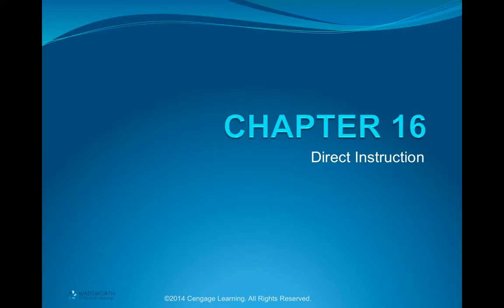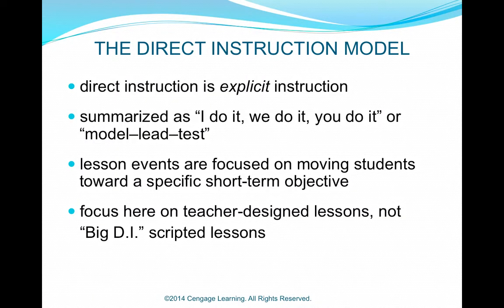Direct instruction was a model of teaching that began in the 60s, and it really is set up as I do it, we do it, and you do it. So the teacher does it, then the teacher leads the class in doing it together, and then students practice on their own. And this particular model was designed really to be efficient. It was designed so that you could do more in less time. So that's kind of the basis of where direct instruction came from in a nutshell.